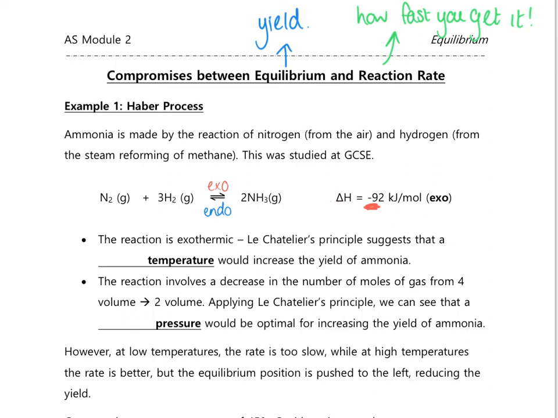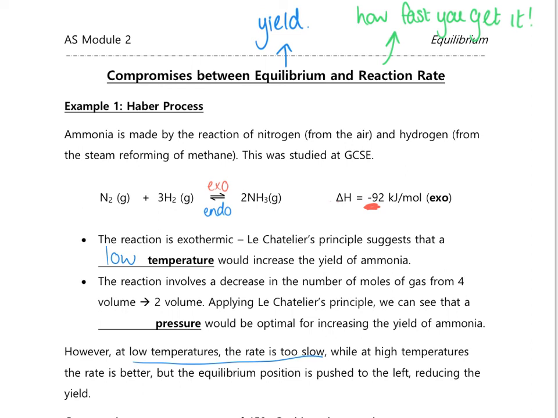So in other words, if I want to shift this equilibrium to the right, I'm going to have to decrease the temperature. So if we're looking at the equilibrium, it would be a low temperature that would increase the yield of ammonia. But actually, that's going to make the rate very slow. So at low temperature, the rate is too slow. Let's think about the condition of pressure as well.